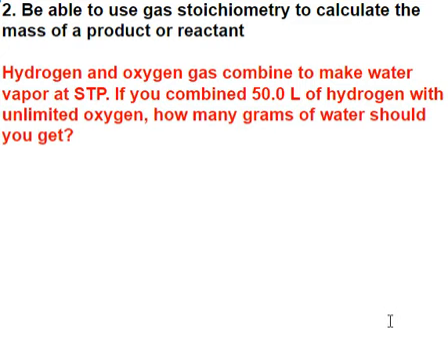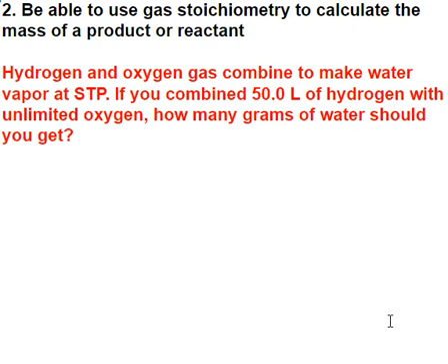So objective 2 from chapter 13 says, be able to use gas stoichiometry to calculate the mass of a product or a reactant. This is by far the hardest type of problem because it puts together a lot of skills. It says hydrogen and oxygen gas combine to make water vapor at STP. If you combine 50 liters of hydrogen with unlimited oxygen, how many grams of water should you get?